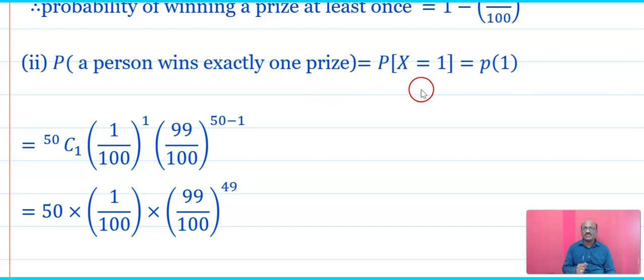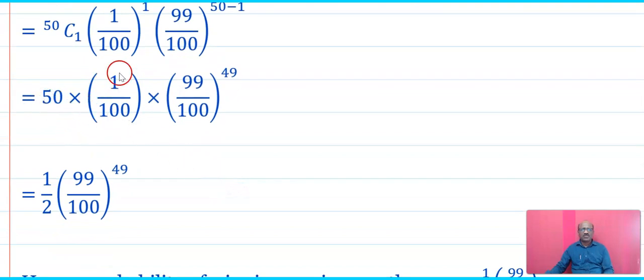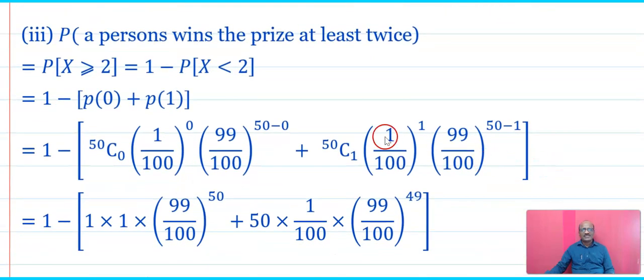A person wins exactly one prize, that is P of capital X equals 1. P of 1 is 50C1, 1 upon 100 raised to 1, 99 upon 100 raised to 50 minus 1. If we simplify, 50 into 1 upon 100 gives 1 upon 2, into (99 upon 100) raised to 49. Hence, the probability of winning a prize exactly once is 1 upon 2 into (99 upon 100) raised to 49.